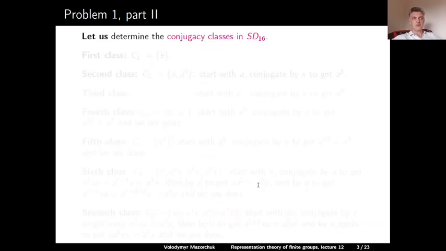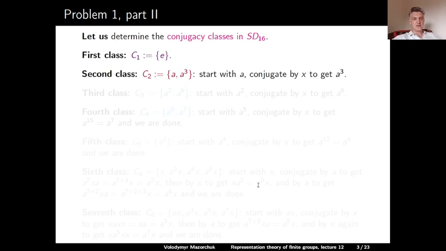As we know, representation theory of a finite group is combinatorially controlled by the conjugacy classes. So let's start with determining the conjugacy classes of this group. Of course, the first class consists of the identity element. To determine the second class, let us start with a, and if you conjugate a by x, we get a to the power 3. If you conjugate by x again, we go back, and a commutes. So a and a cubed should be the second conjugacy class.